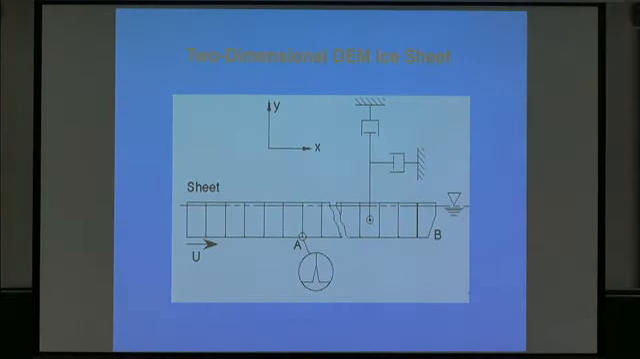This is a picture of the ice sheet in the model. It's made up of rectangular blocks, individual blocks. The blocks are glued together with a viscous elastic glue. When the tensile strength at the top or bottom of the sheet reaches the breaking point, then a crack propagates across that joint in real time. It doesn't happen in one time step, it happens as the stress propagates through the joint.